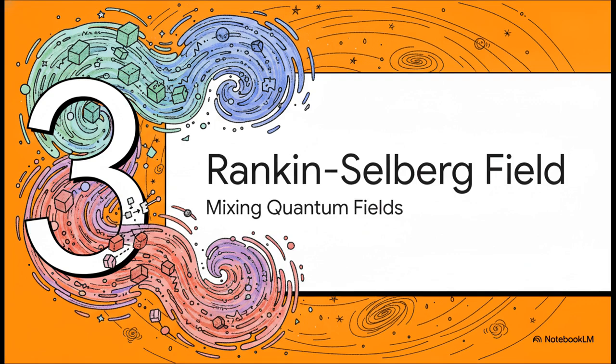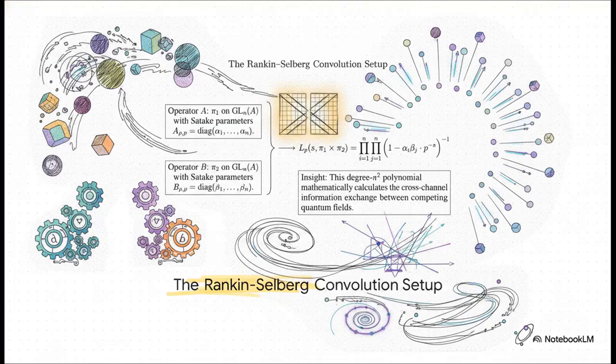This is where things get really interesting because we're going to start mixing quantum fields. When these fields actually interact, the cross-channel information exchange is computed by this exact degree n squared polynomial. We take operator A with its Satake parameters alpha and operator B with its parameters beta. Their cross-entropy is calculated by tensor producting them together, basically calculating every single cross-channel eigenvalue combination.